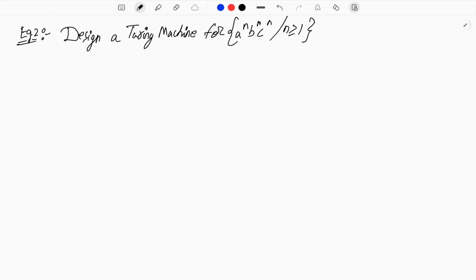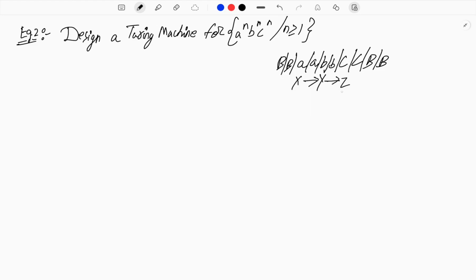Example: here we are given to design the Turing machine for the string a^n b^n c^n. So like we said in the previous example, let's take blank states and consider an equal number of a's, an equal number of b's, and an equal number of c's. Okay, so the initial string would be marked as x, and it moves towards the second string, which would be marked as y, and it moves towards the third string, which would be marked as z.